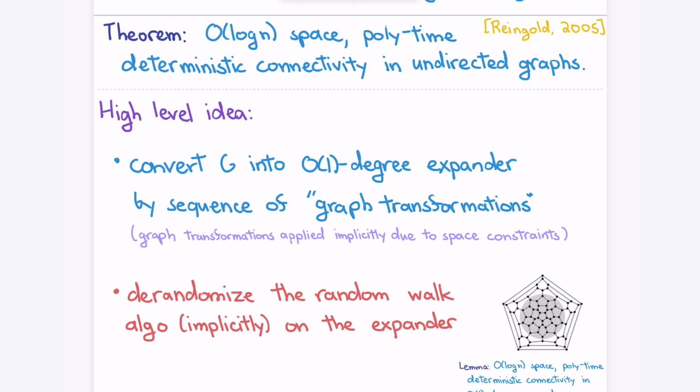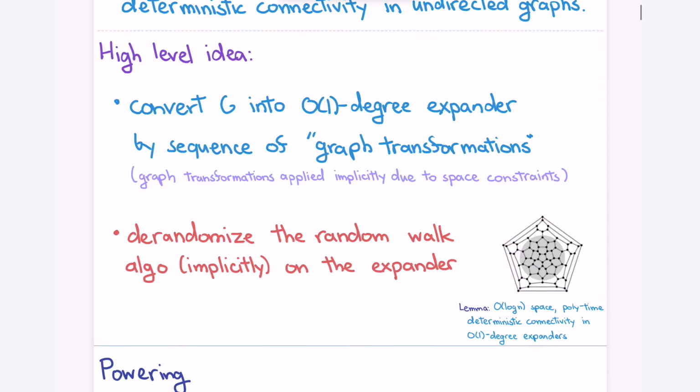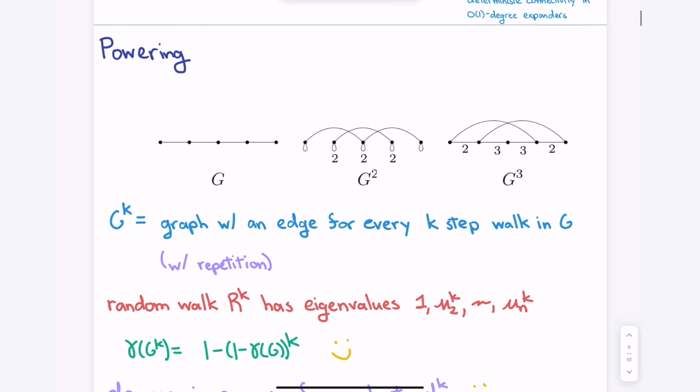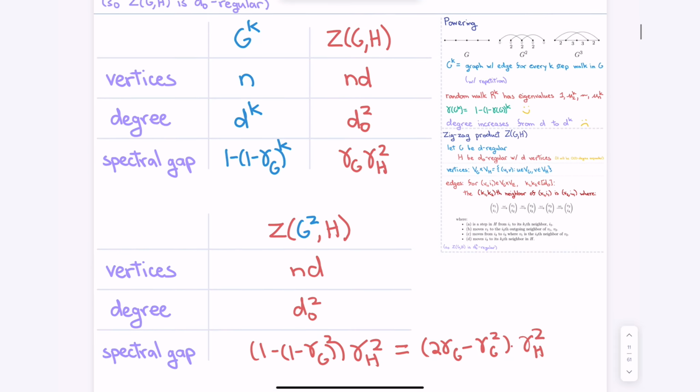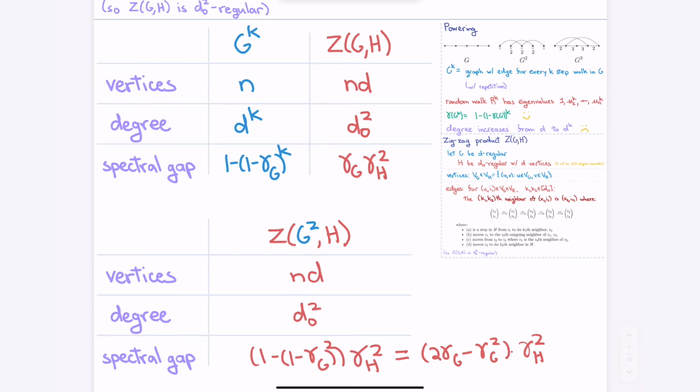One key point is our graph transformations were all implicit because, of course, you can't write out the new graph explicitly. But you can do it. That's graph powering. That's a zigzag product. And this was the high level analysis where we put everything together.